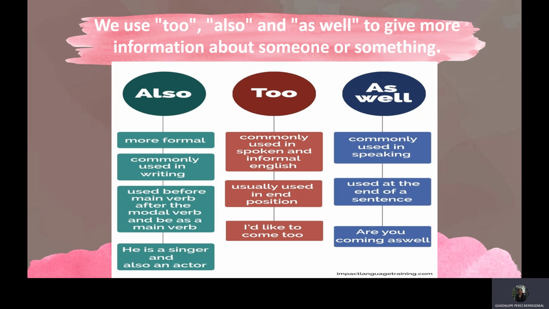Too is commonly used in spoken and informal English, usually used in the end position. For example, I like to come too. As well is commonly used in speaking, used at the end of a sentence. For example, are you coming as well?